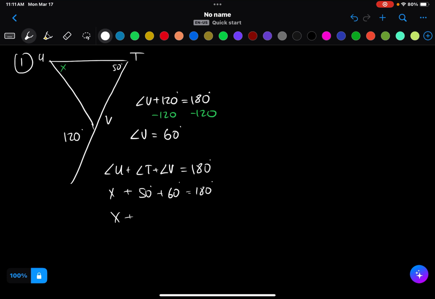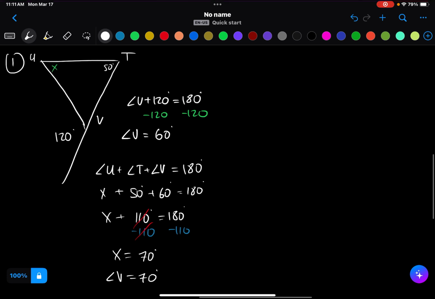So now you can say that our missing angle plus 110 degrees equals 180. And now to find the missing angle, all you've got to do is subtract 110 from both sides. So that's gone right over here. And X is 70 degrees, if my math is correct. I think it is. Which means our angle U, our missing angle, is 70 degrees. And that is the final answer to this particular problem. So that's number 1.